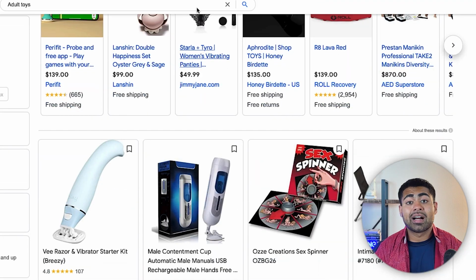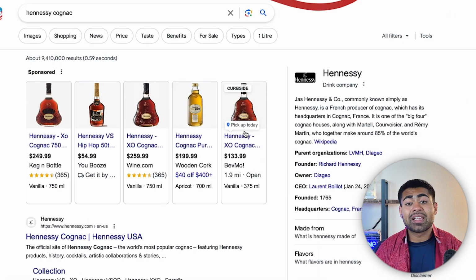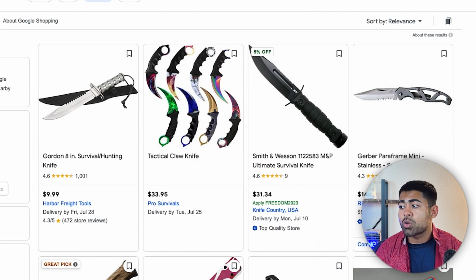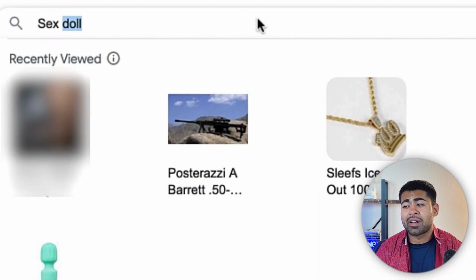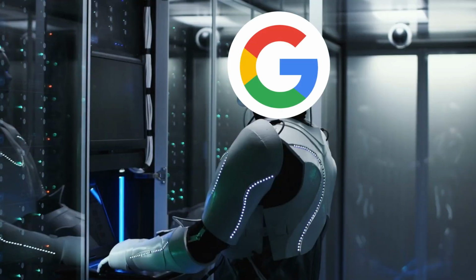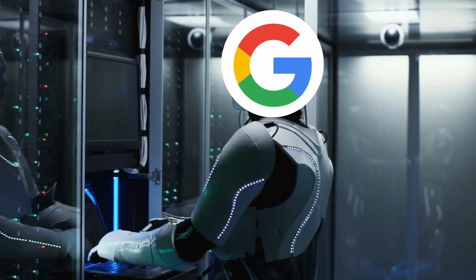But before we understand how to sell products like maybe these ones right here, where you're selling adult toys, or certain types of liquor with Google Shopping, or knives, or these products, which I'm not gonna name, but you read the title right here, you need to take a step back and look at an overview of how the Google Ads algorithm works.